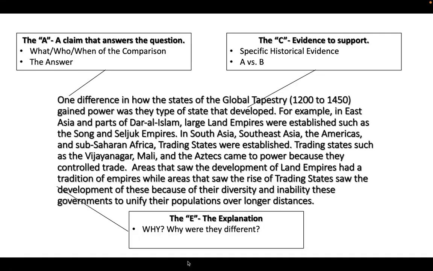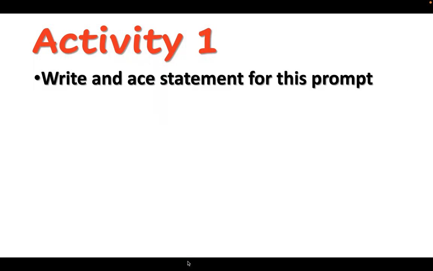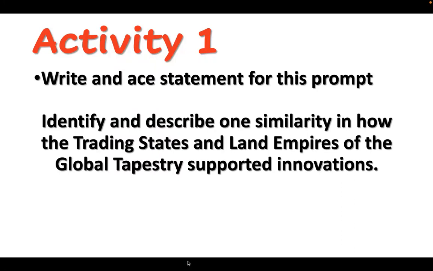Okay? All right, so I want to try you out for a second. I would like you to write an A statement for this prompt. Identify and describe one similarity in how the trading states and land empires of the global tapestry supported innovations. Press pause right now and go ahead and write it out.